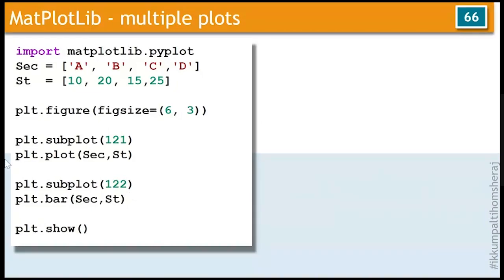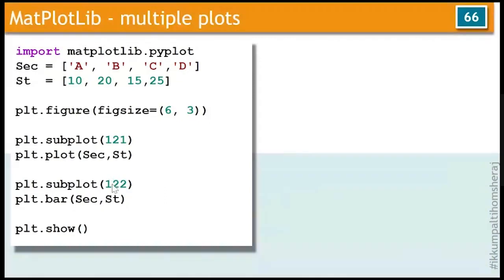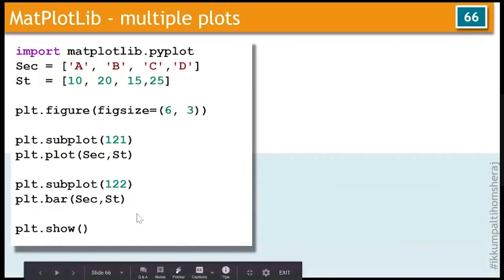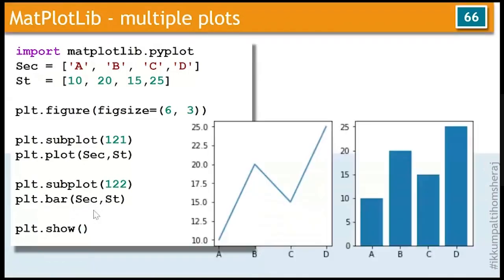So if I have 3, it will be 1 3 1, 1 3 2 and 1 3 3. And if there are 4, then we'll write 1 4 1, 1 4 2, 1 4 3, 1 4 4. In this case, as we have only two subfigures, we are writing subplot 1 2 1 and subplot 1 2 2. In the first subplot we are making a line graph, and in the second, a bar chart. So you can see here the way it is going to come. The data I am using is the same, but in your case, you can use both these plots with different data. So if you want two plots side by side, you can make use of subplot for that.